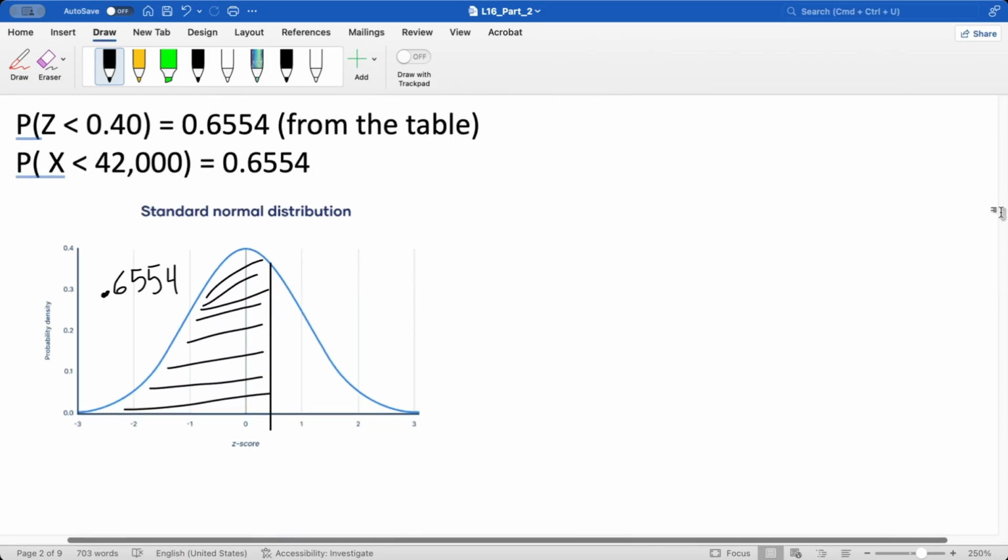So the area to the left, directly from the chart, z-score was 0.40. We want the amount to the left. And we can see it's more than half, right? The 0 line is the median, so that splits it 50-50. And we're at a positive 0.40. We have a little more than a half of the area of this bell-shaped graph. And so it's about 65.54%.